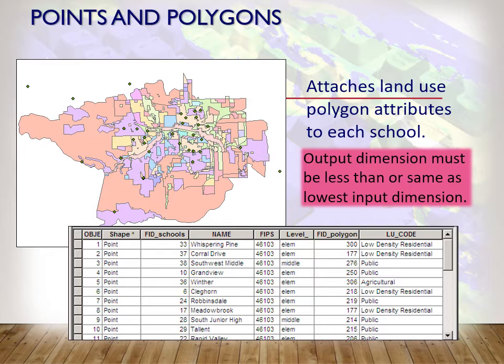For example, let's say we have schools and we want to know what the land use type is at each school. So we're going to do an intersect, and what is the dimension of that output? It's going to be points. So we're basically going to have land use information, for example right here, low density residential, for each school point.